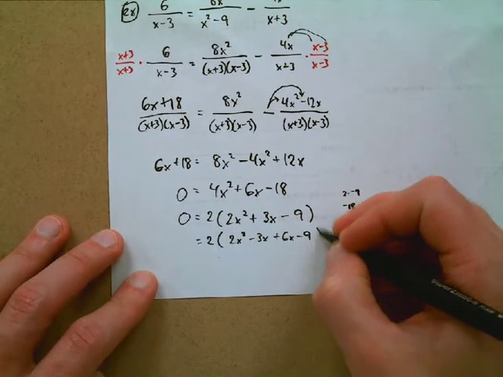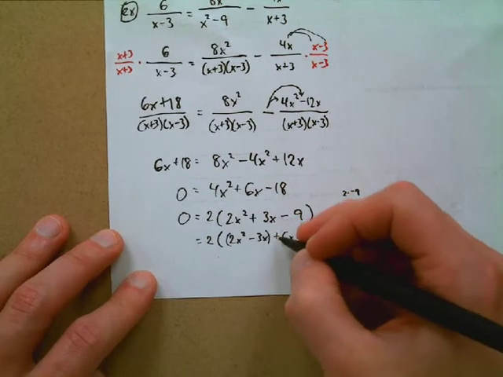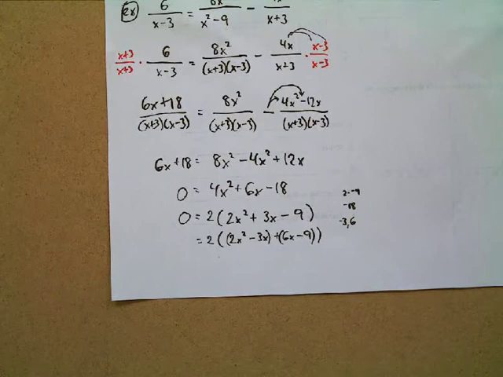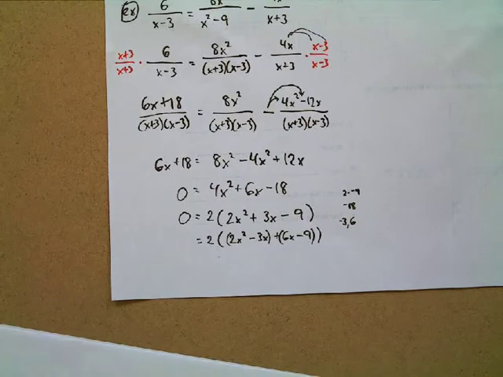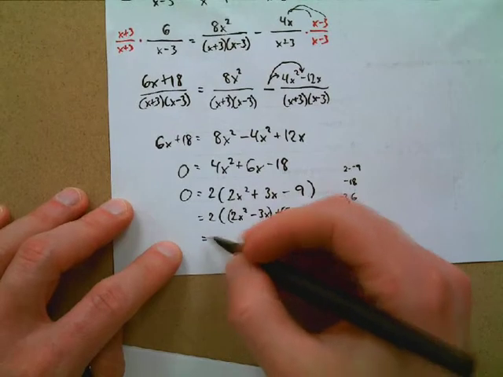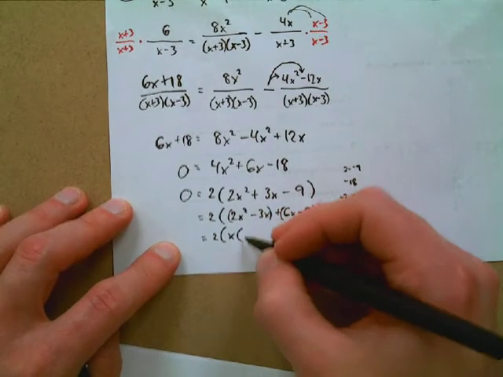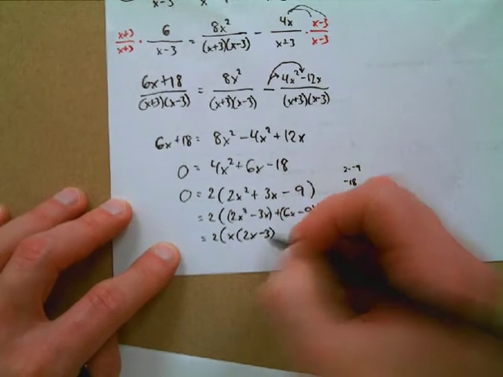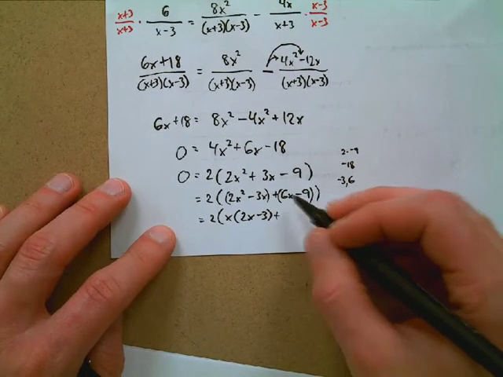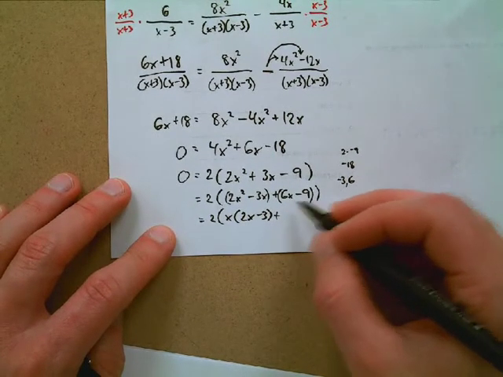So group the first 2, group the second 2. What can we take out from that first group? Just an x. And from the second group? What about that second group, folks? What can we take out there? A 3.